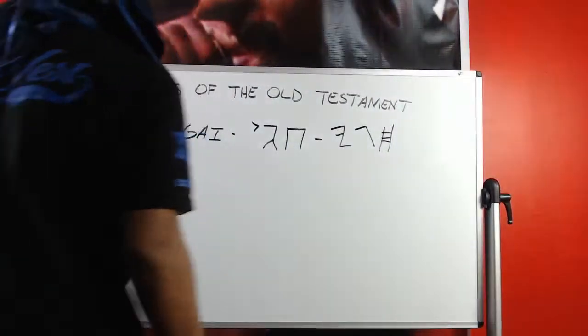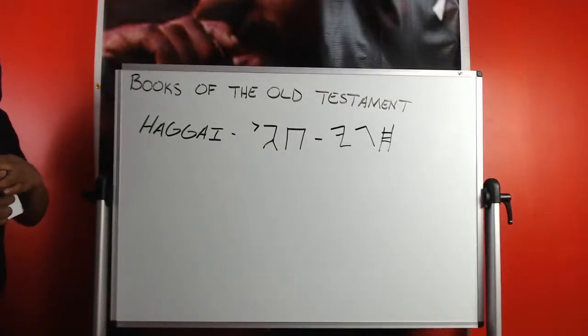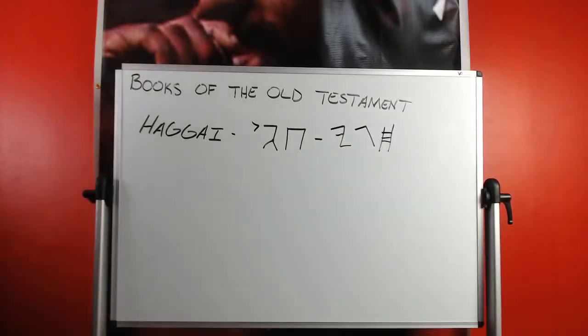All right. Take a look at the board. Who can pronounce this? In Hebrew. Go ahead. Kagaya. All right. Very good, very good.